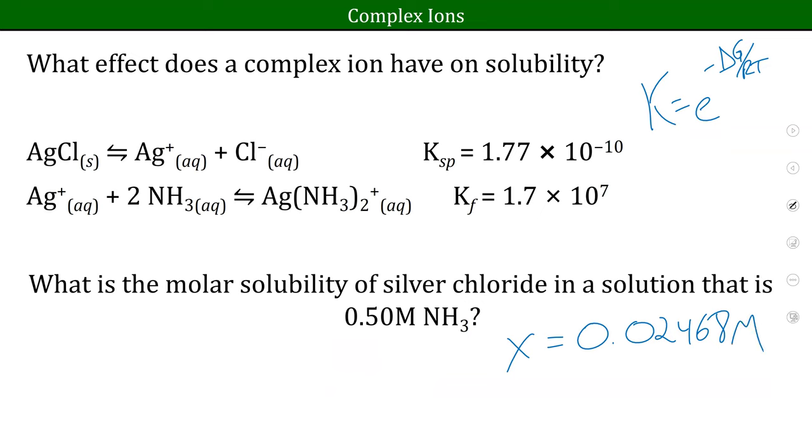And what was the number? It was just the square root of this, right? So the molar solubility in pure water was 1.3 times 10 to the minus 5. So we made it 1,000 times more soluble. We were able to dissolve 1,000 times more silver chloride by doing it in a solution of ammonia.